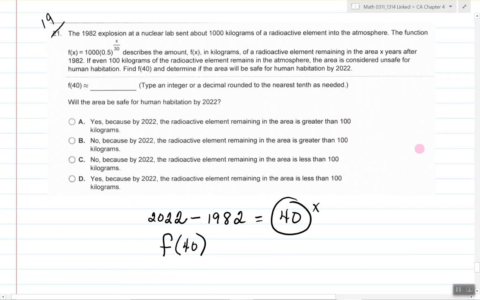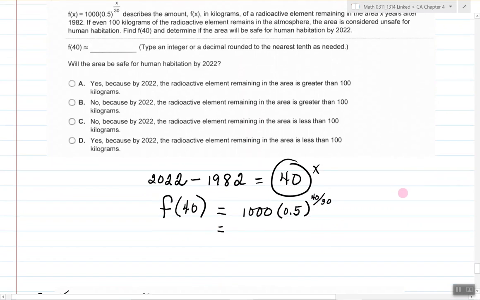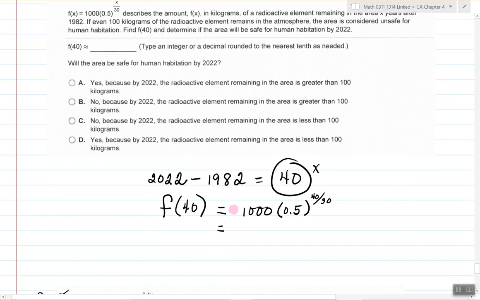It wouldn't matter. So I have f of 40 is 1,000 times 0.5 raised to the x, now x is 40 over 30. If I did it in the y equals, that would be an x, and then I would use table and put 40 in the place of x. No real reason to do that when I only have one problem.